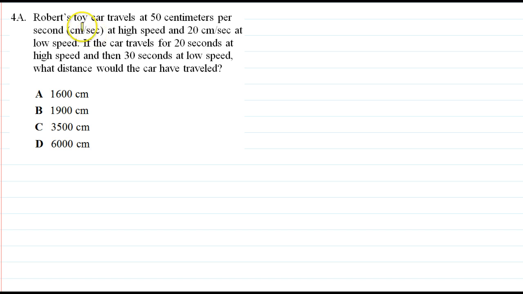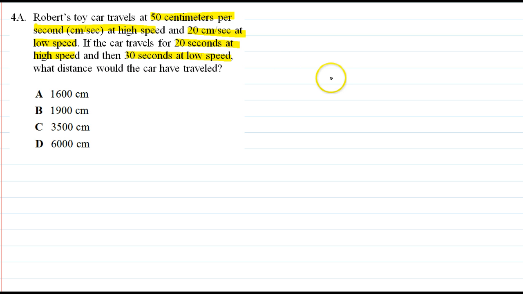All right, 4A, Robert's toy car travels at 50 centimeters per second at high speed and 20 centimeters per second at low speed. If the car travels at 20 seconds for high speed and 30 seconds at low speed, what distance will the car have traveled?